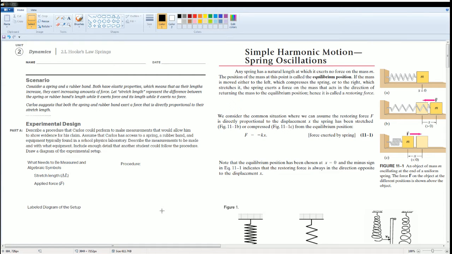Welcome to the AP Physics Workbook Solution. Here we have Unit 2 Dynamics. The section is 2.L, Hooke's Law for the spring.